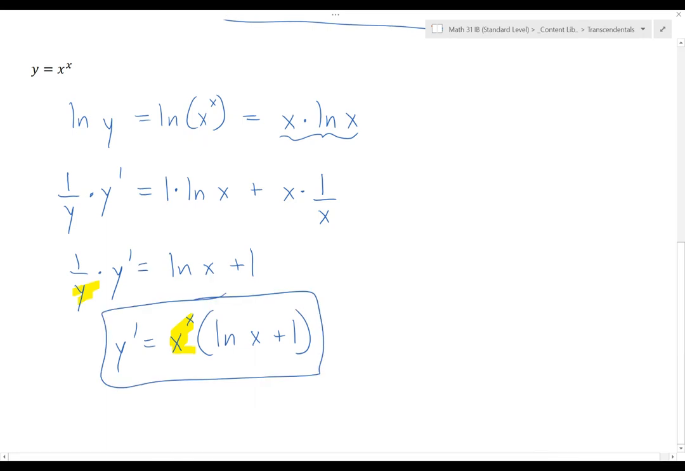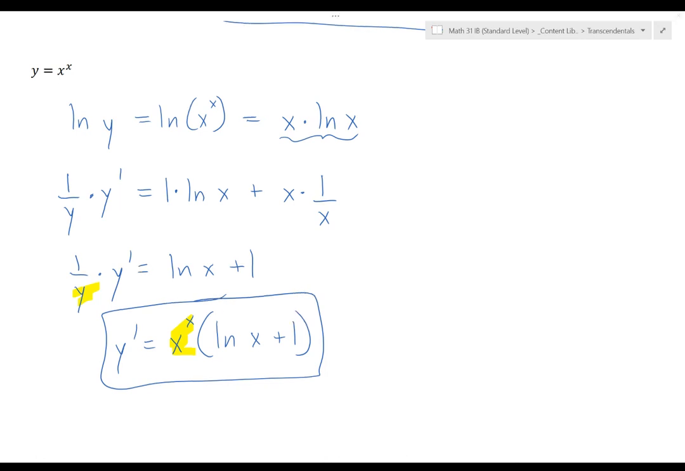So logarithmic differentiation was absolutely essential in the case where you have a variable in both the base and the exponent. If you just have a variable in the exponent, you can use an exponential derivative. If you just have a variable in the base and your exponent is constant, you can just use the power rule. But if you have both, you have to use logarithmic differentiation.